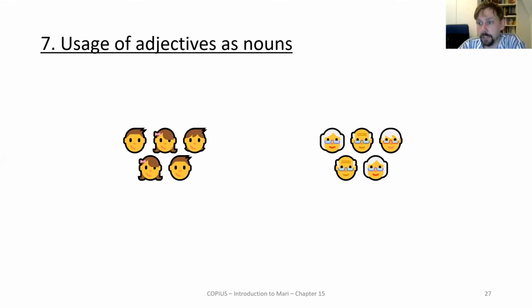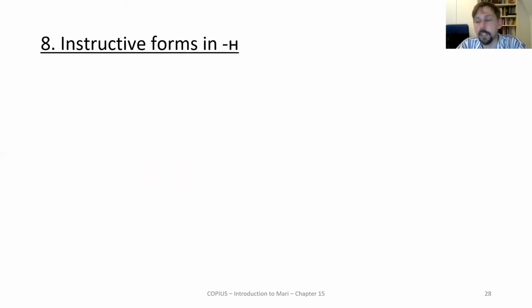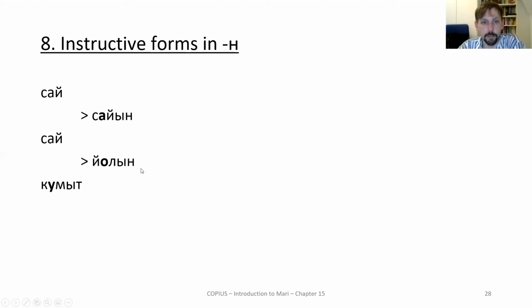Usage of adjectives as nouns. We have seen that by conversion we can use adjectives as nouns. We can have Samarik Vlak the young and Shongo Vlak the old, no problem at all. And we have now seen instructive forms in -en being formed from words of various word classes: from adjective sai, good, saien, well. Whoops, this is supposed to be yol, from yol, foot, yolen, on foot. Kumit 3, kumiten, as 3. These collective numerals, we'll get back to those. Lut, the verb is to read, luden, reading.